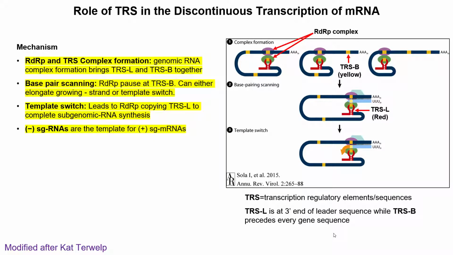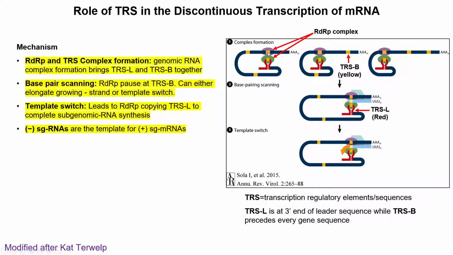So here is how the TRS basically is involved in the discontinuous transcription. So think about this, that the template that you are seeing, this is your first minus template. So the RDRP starts all the way from this end.